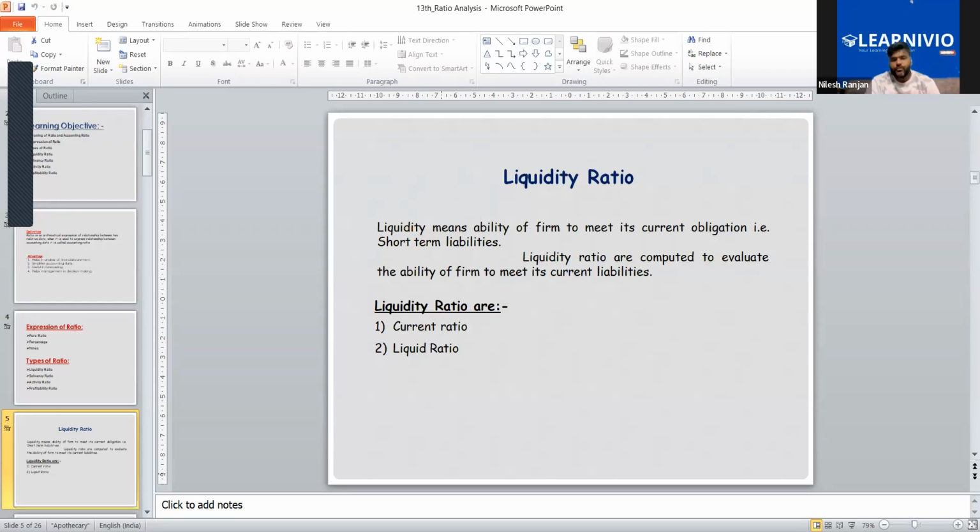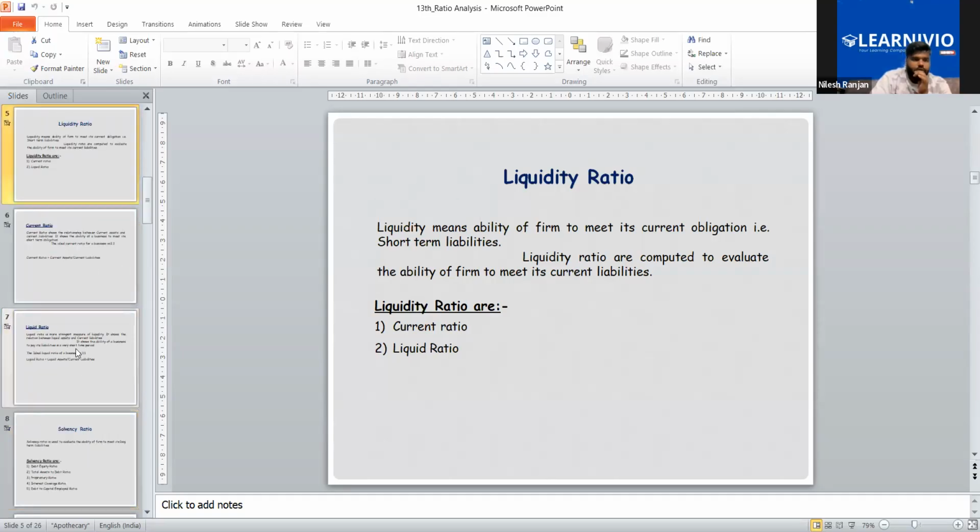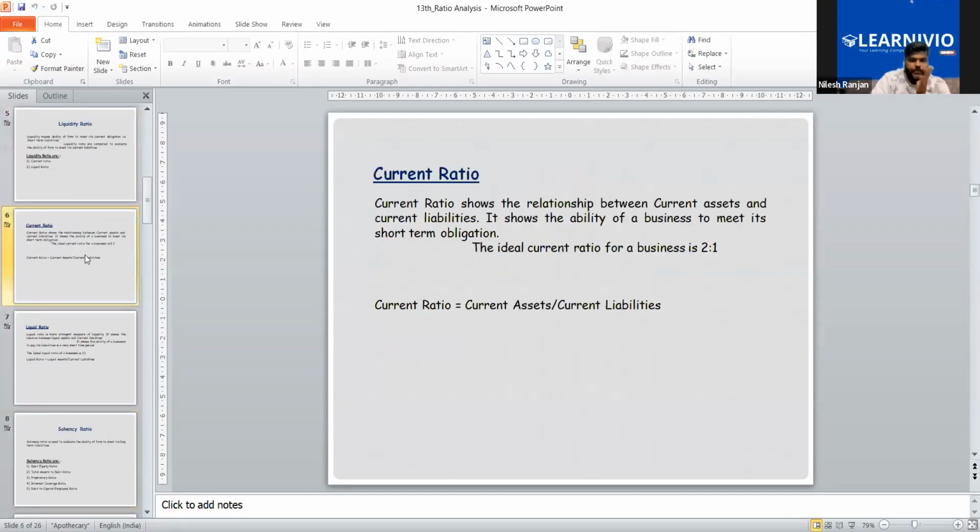So the first ratio you can see here is the current ratio. Yes, sir. So here it is, current ratio. Current ratio shows the relationship between current assets and current liabilities. It shows the ability of business to meet its short-term obligation. It is the relationship between current assets and current liabilities.